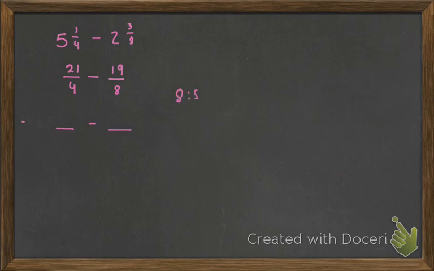And then example 8 is exactly the same thing. 5 1/4 minus 2 3/8. Change to impropers. 5 times 4 is 20 plus 1 is 21 over 4. Minus 2 times 8 is 16 plus 3 is 19 over 8. Now, common denominator. That's the first step. Multiples of 8. 8 times 1, 8 times 2, 8 times 3, etc. Well, if we look, 4 divides into 8 evenly. So my common denominator is 8.